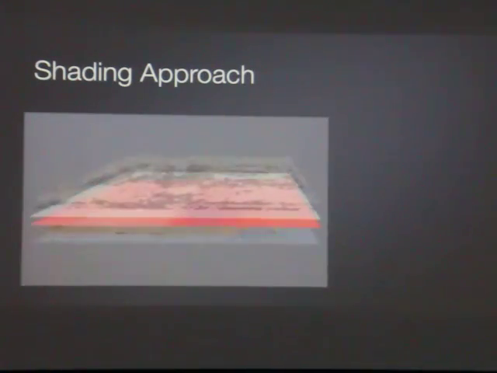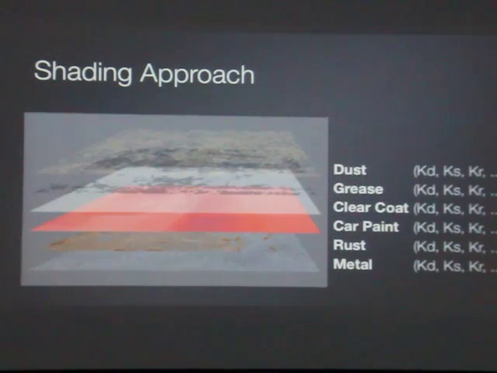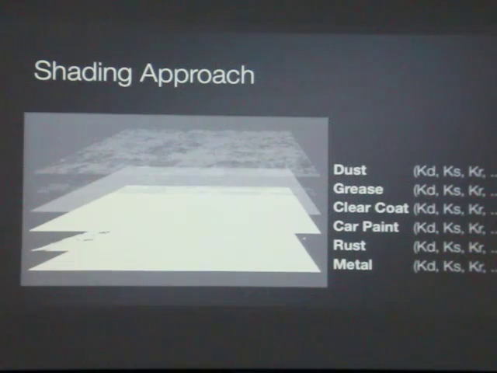And breaking that down a little, one material might have this number of layers: dust, grease, clear coat, car paint, rust, metal. And each of those might have a lot of parameters we want to vary. KD would be diffuse color, KS, specular, KR, reflection, etc. And then we'd have a bunch of these layers. However, that would be too many textures.